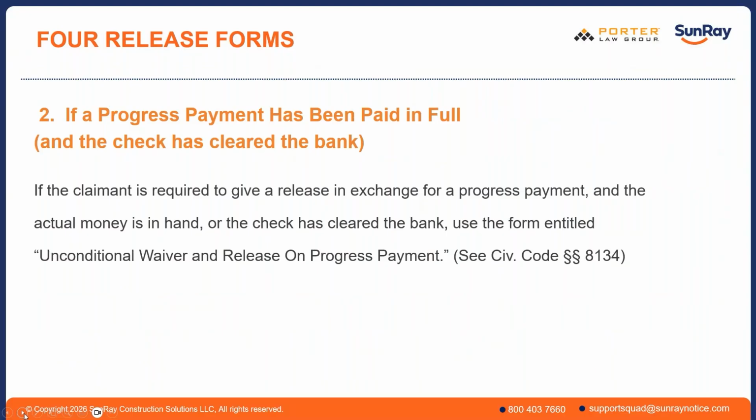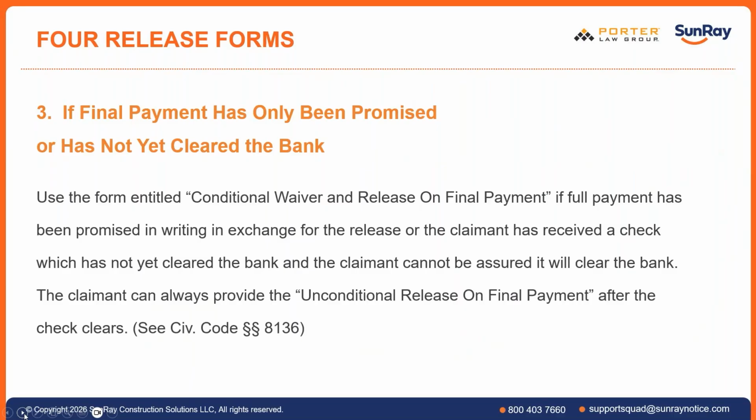Then if the progress payment has been paid in full, as I just mentioned, you would use an unconditional waiver and release on progress payment. You can see the Civil Code section there if you want to look it up. It just basically says, okay, hey, that check cleared. All right, next one. Now we're talking about final payments.